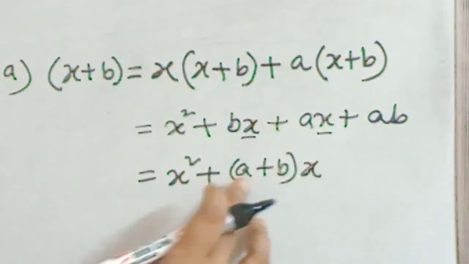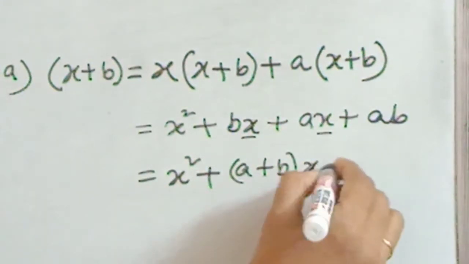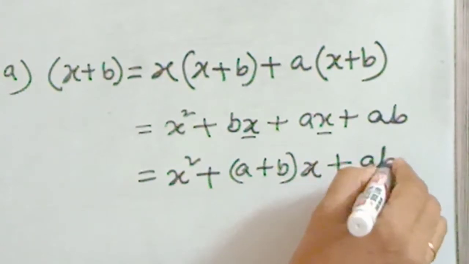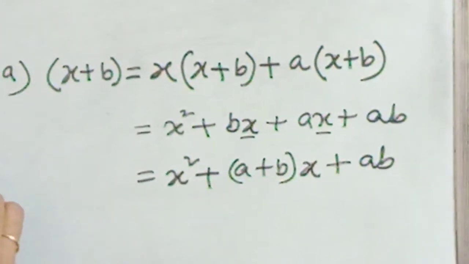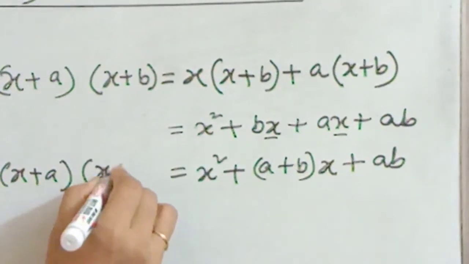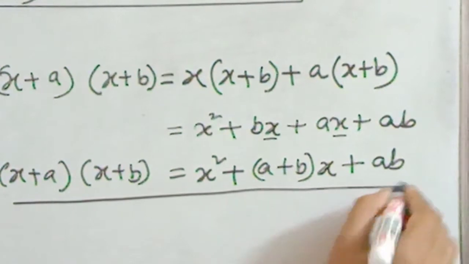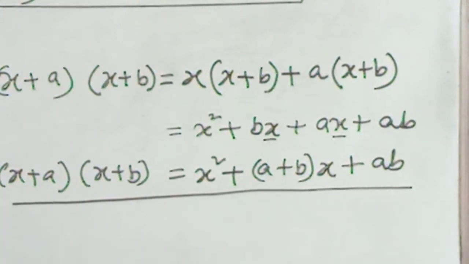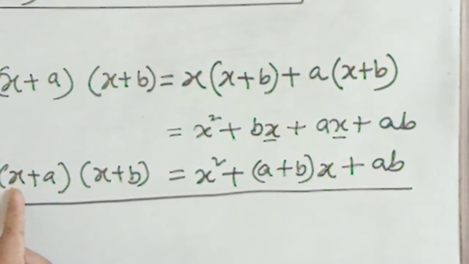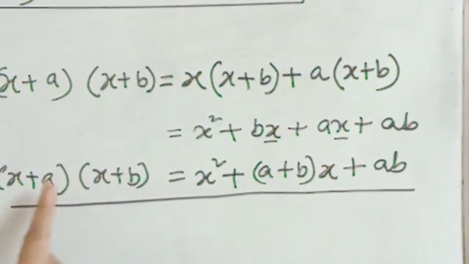X we are taking as common. Inside it will be A plus B and then AB. So if we get X plus A into X plus B, we can directly write this one. Understood? X plus A, the first term of the two binomials are same and the second terms are different.